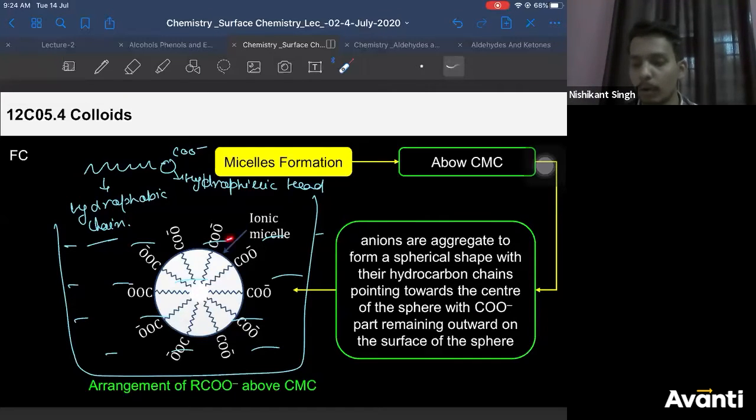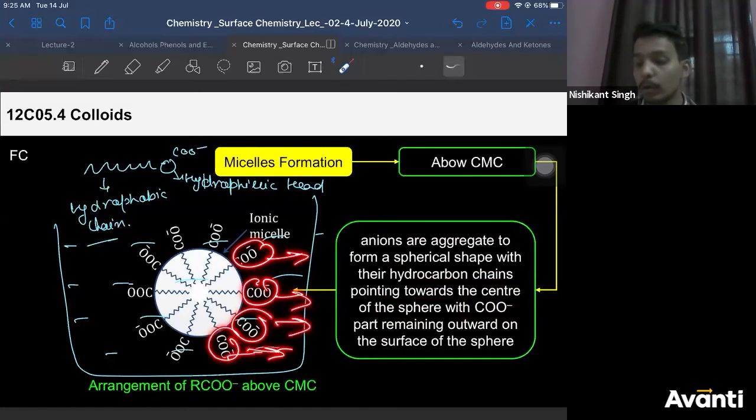So for micelle to form, a minimum amount of soap is required, which is known as critical micelle concentration, right? So anions aggregate to form a spherical shape with their hydrophobic or hydrocarbon chains pointing towards the center of the sphere, with COO minus remaining outward on the surface of the sphere, right? So this is how you define it. COO minus was outside. Why was it outside? Because it was hydrophilic.